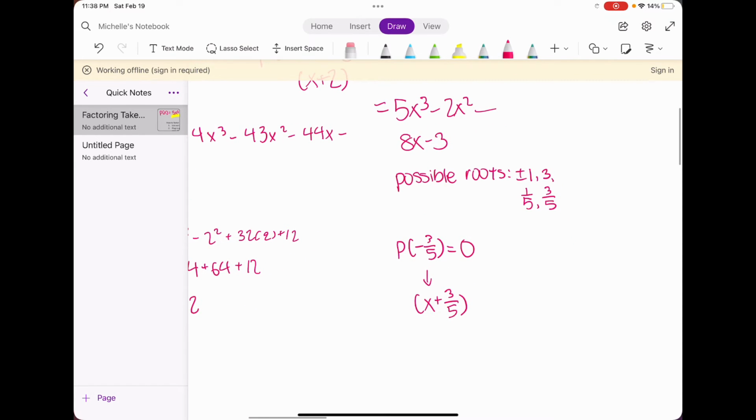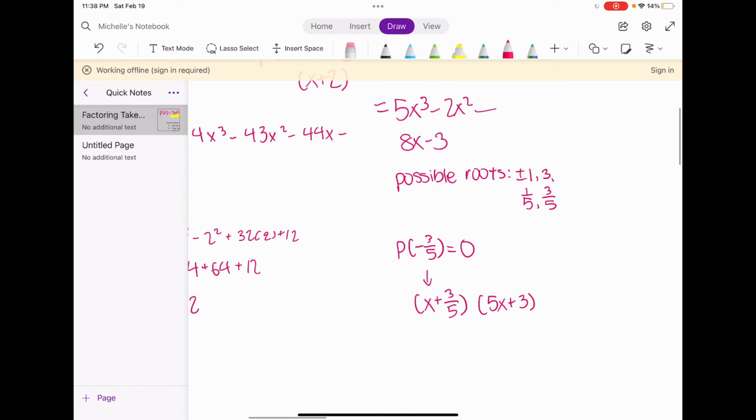You know, that would make this equal to 0. Okay, but I'm not going to do that because we know that in a later step, we're going to have to divide our original polynomial by this, and I don't want to deal with fractions because that's just going to make it very confusing, and that's going to make my life a pain. So I'm going to rewrite the factor as 5x plus 3, and I'm going to explain to you guys how I got here.